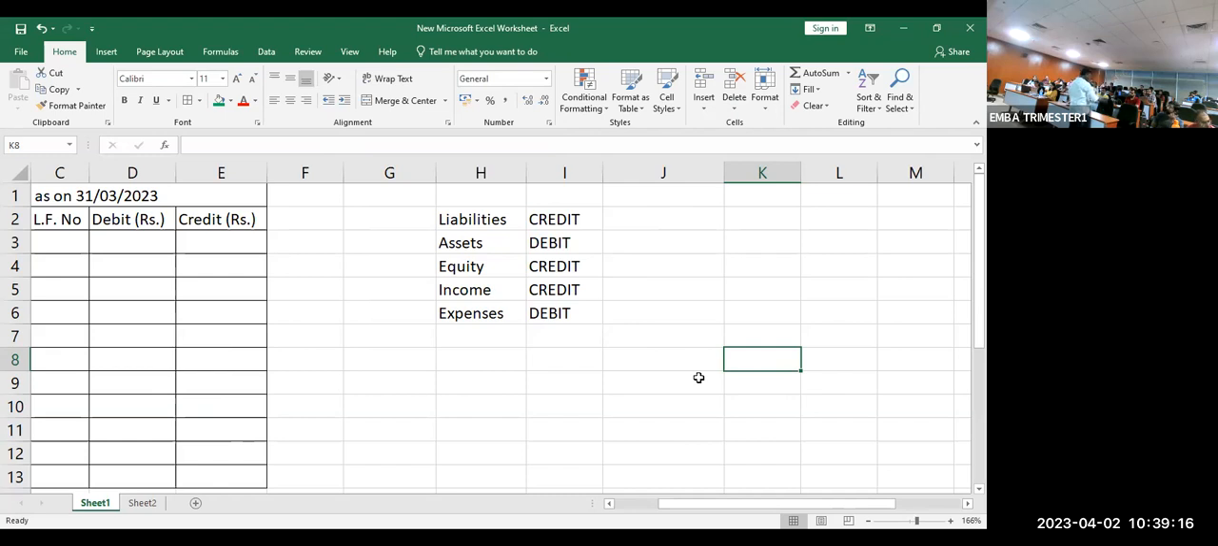Similarly, you are having furniture. You are owning it, so it is an asset. Which side of the trial balance? Debit side of the trial balance. We are talking about liability, we are talking about assets. Income is an asset?